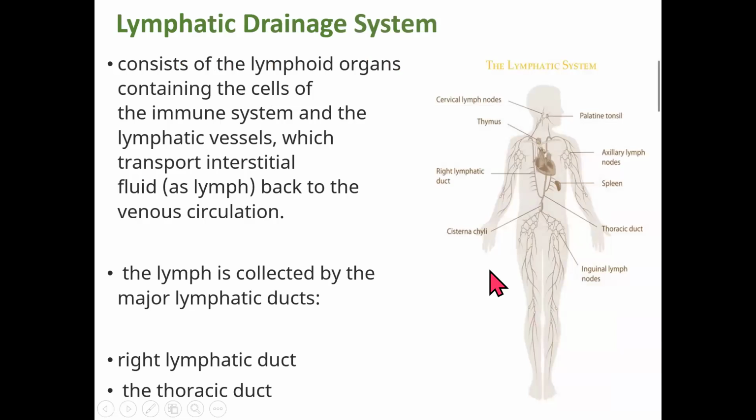Lymphatic system. The lymphatic system consists of multiple lymphoid organs containing the cells of the immune system and the lymphatic vessels, which transport interstitial fluid as lymph back to the venous circulation. The lymph is collected by major lymphatic ducts, which are the right lymphatic duct and the thoracic duct.